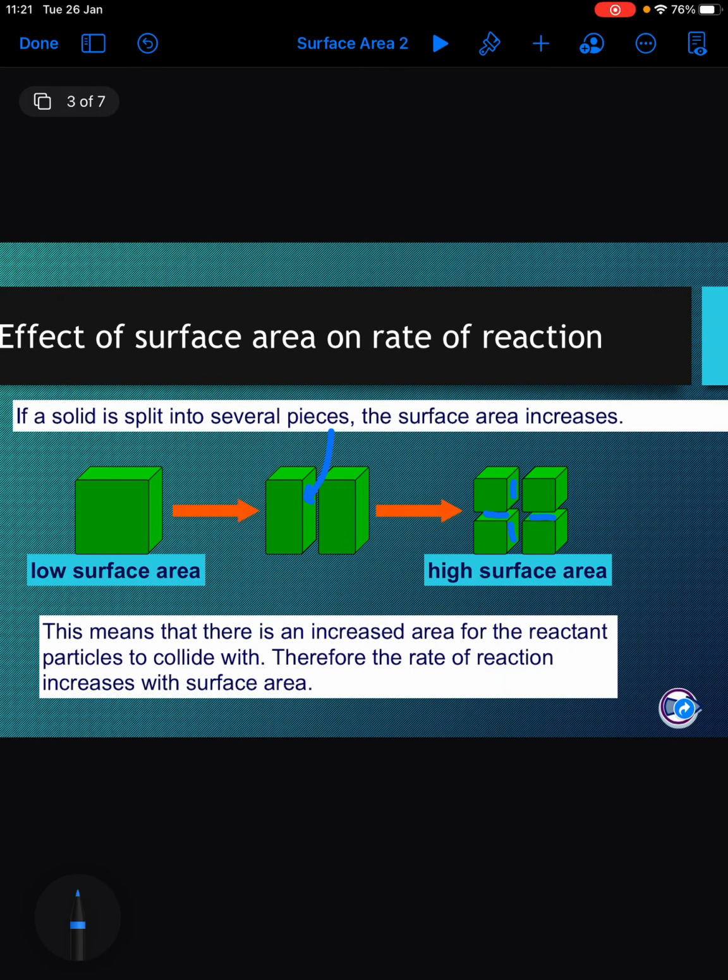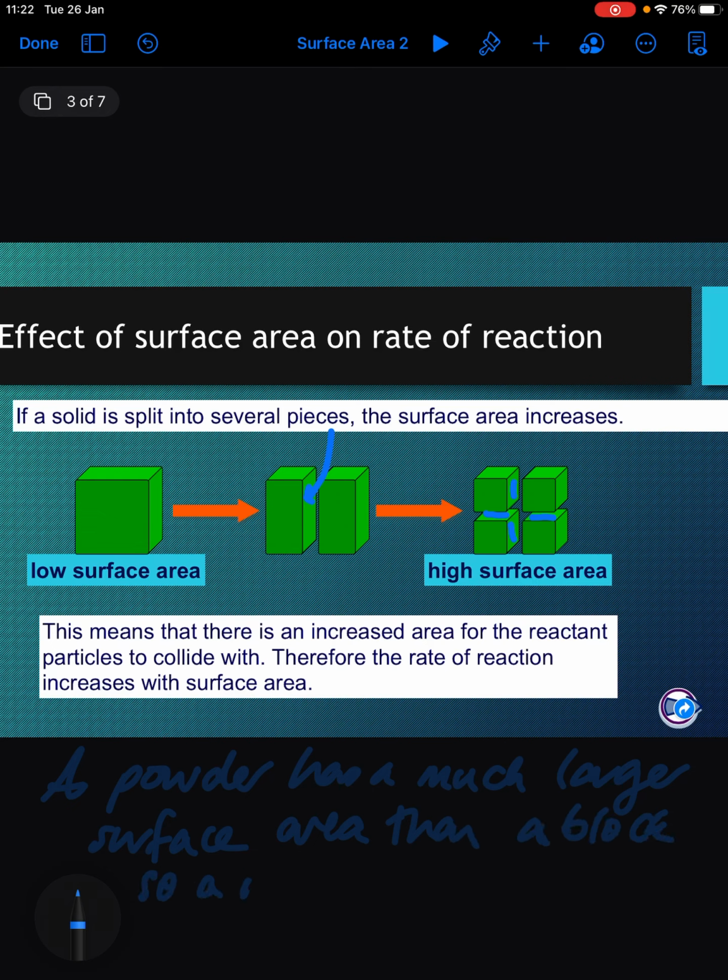So this means that there's an increased area for the reactant particles to collide with. Therefore, the rate of reaction increases with surface area. And I'd like you just to copy that down, and I'd also like the diagrams, but if you can please add a sentence saying, a powder has a much larger surface area than a block, so a much higher rate of reaction.